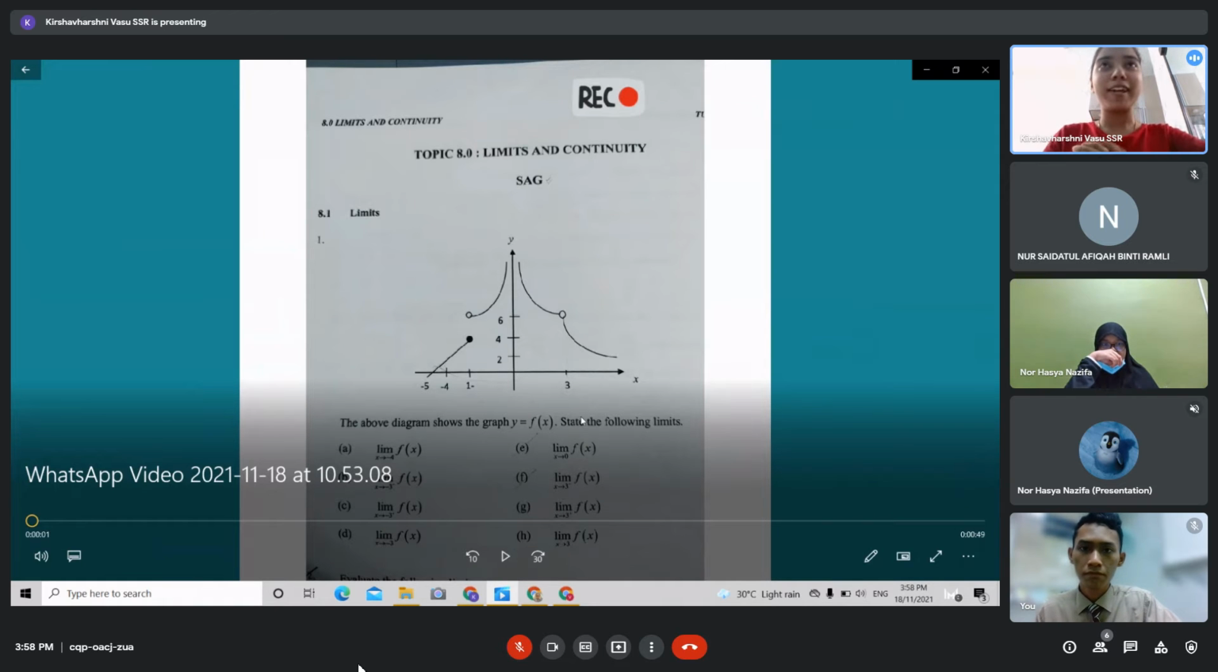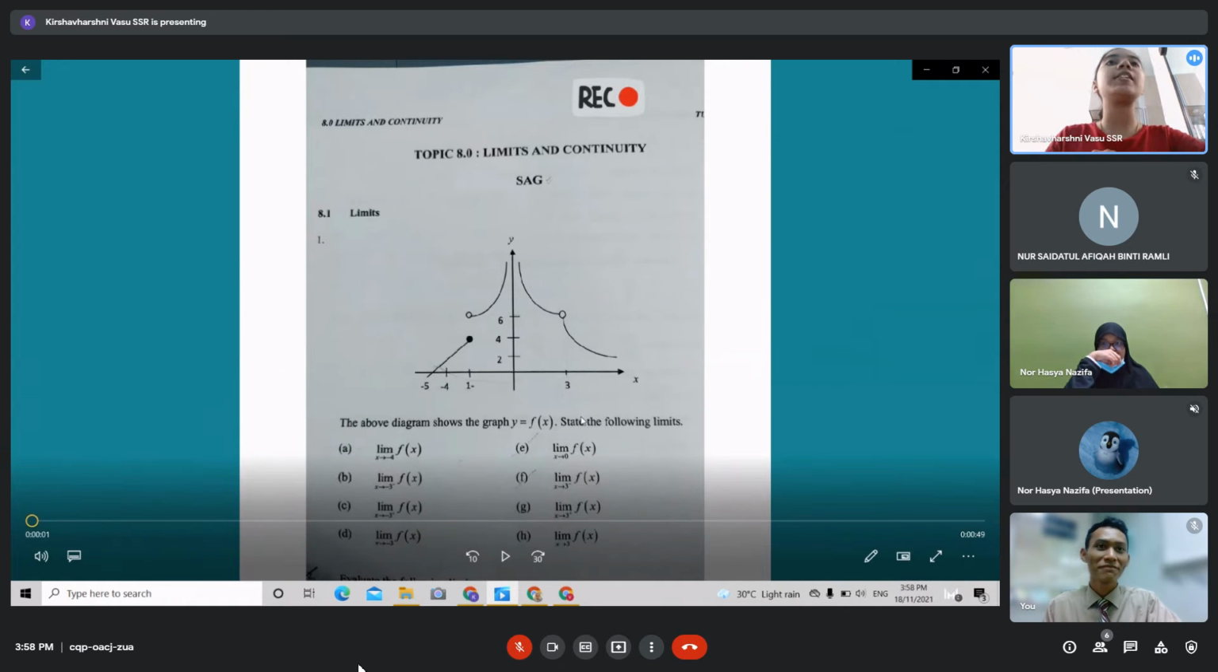Hi guys, my name is Vishal Srinivasu, and today I'm going to discuss 8.1 limits, specifically question E and F. So let's start with question E.